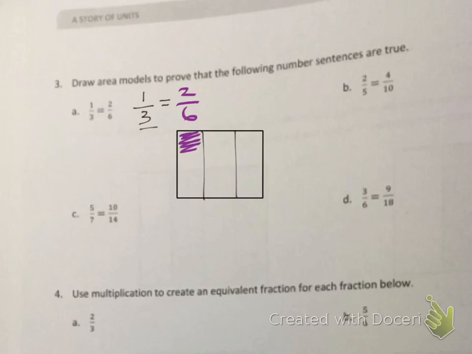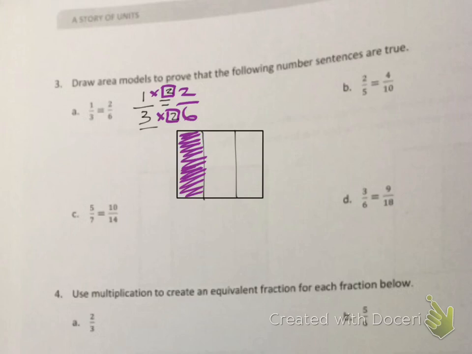I'm going to be shading in this portion here to show 1/3. And we need to start thinking of multiplication. What do I need to multiply? 1 times what equals 2, and 3 times what equals 6? It's going to be the same number, and you should come up with 2. Right? 1 times 2 is 2, and 3 times 2 is 6.